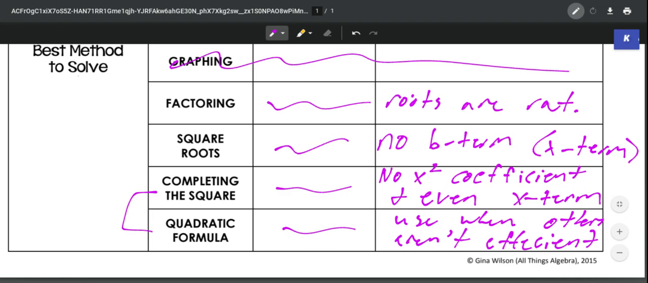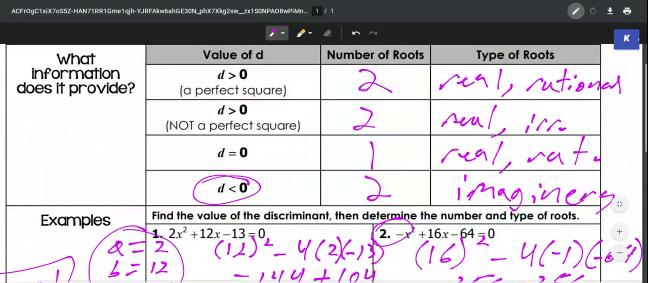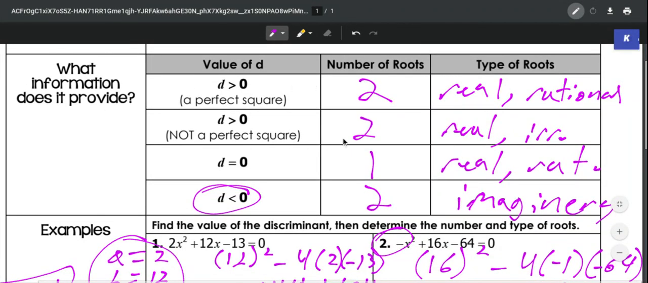And we'll go over these. I'm going to have you do an activity where you pick which method to use so you can practice these. The important thing is to be able to find the discriminant, because once you find the discriminant, you can use this table to tell you everything you need to know.